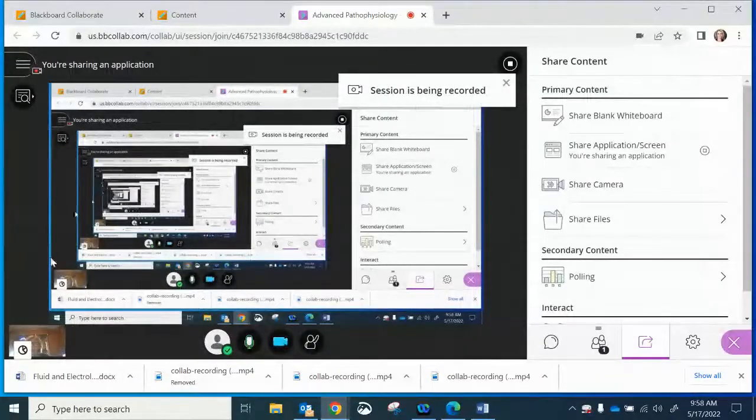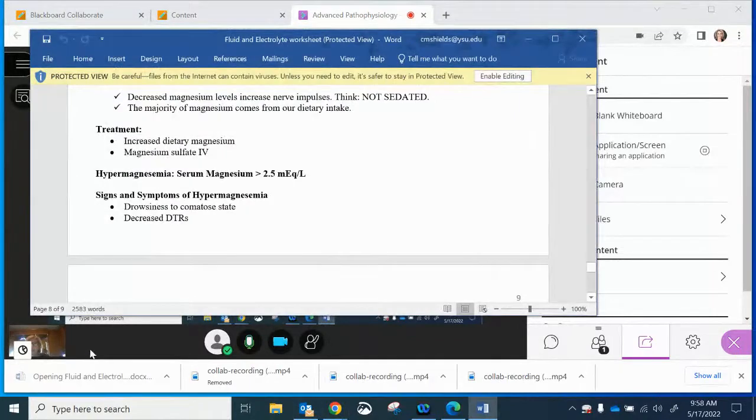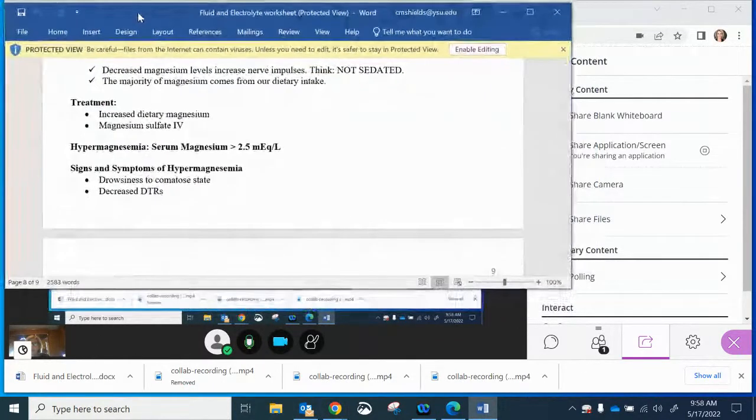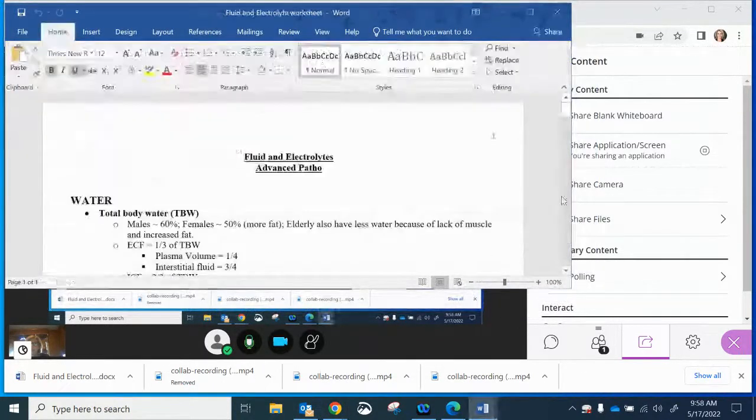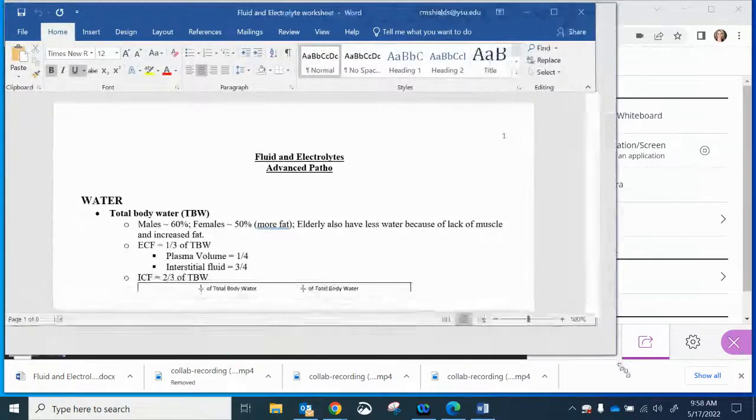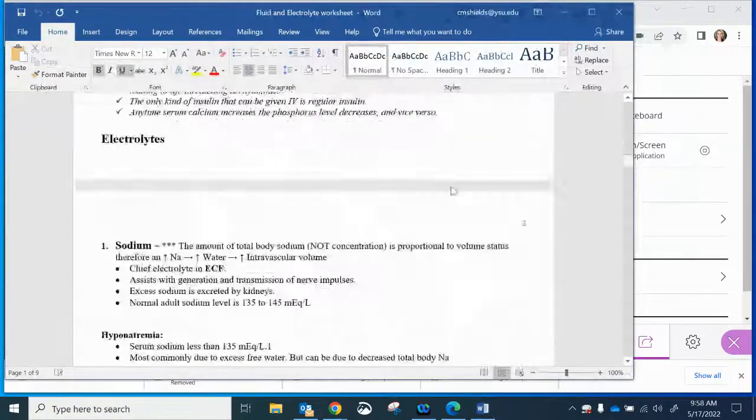Hi again, everybody. I'm going to finish up this handout, fluid and electrolytes. We just have to do magnesium and phosphorus. So I want to keep this brief.